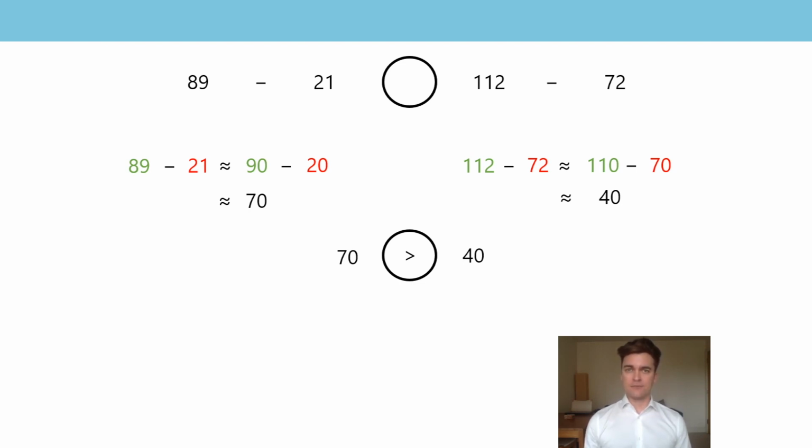7 tens is greater than 4 tens. Using the approximate differences, I can solve the missing symbol problem. The expression on the left is greater than the expression on the right.